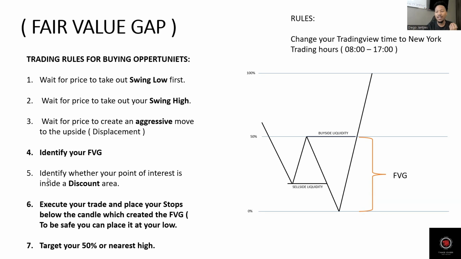And after identifying your fair value gap, you want to identify whether your point of interest is inside a discounted area. Rule number 6, execute your trade and place your stops below the candle which created the fair value gap, right? To be safe, you can place it at your actual low. And then rule number 7, you can target your 50% or your nearest high.